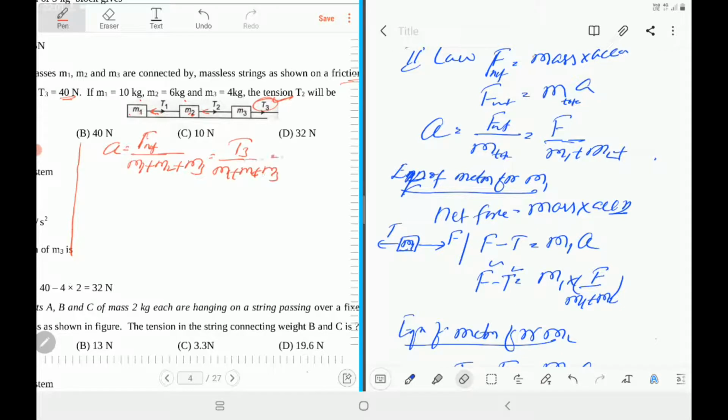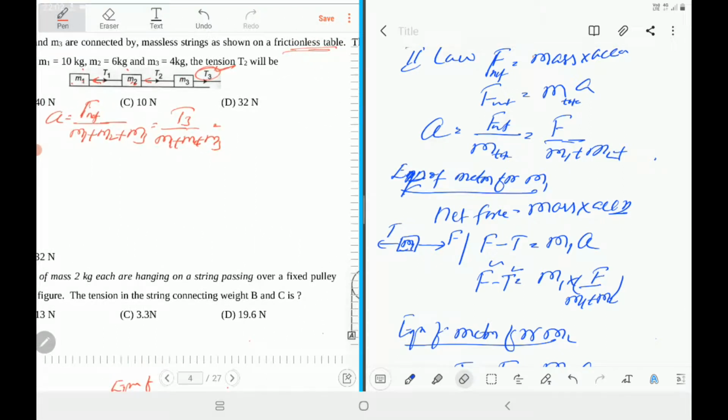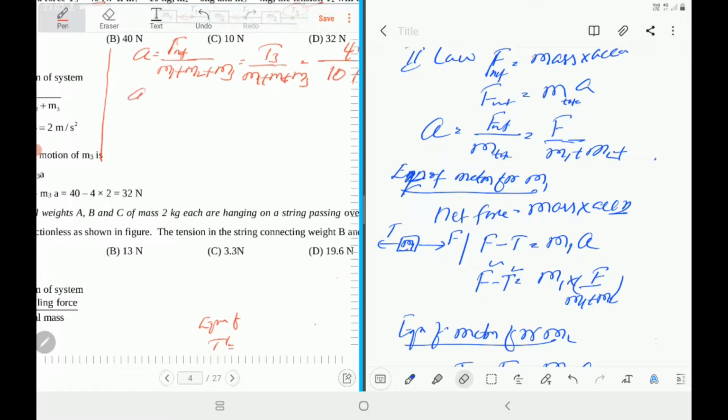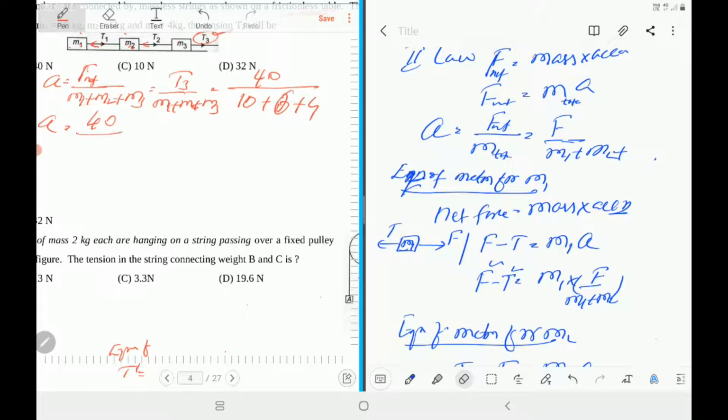That's all. What is T3? He gives T3 as 40 Newton, and the masses are m1 10, m2 6 and m3 4. That's all. So what is acceleration? Numerator 40 divided by 16 plus 20. So 2 meter per second square is the acceleration.